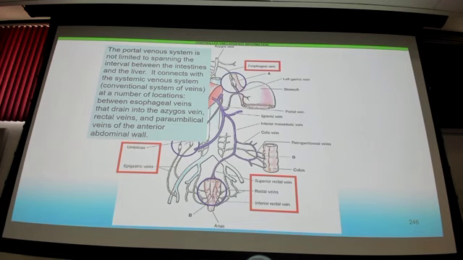That is due to the fact that if you look at the hepatic portal vein, you'll see that it has some tributaries that come off of it.